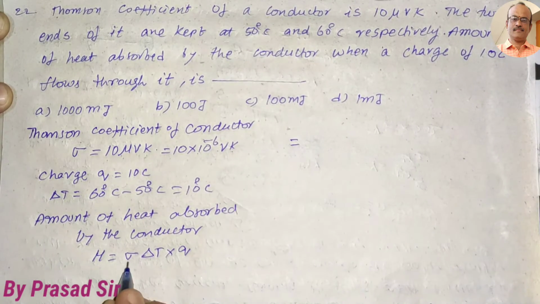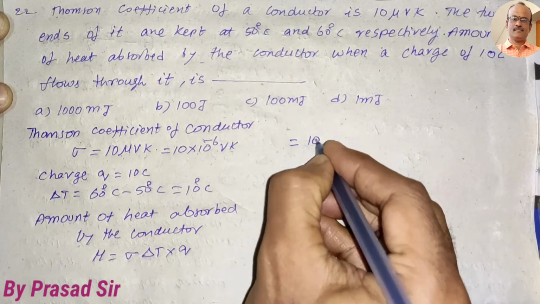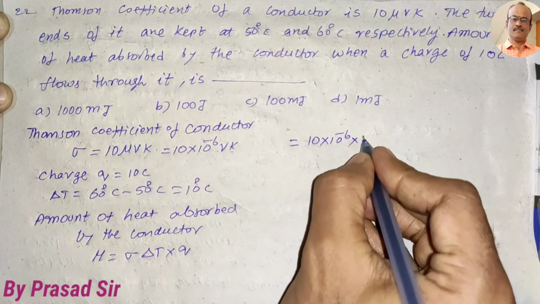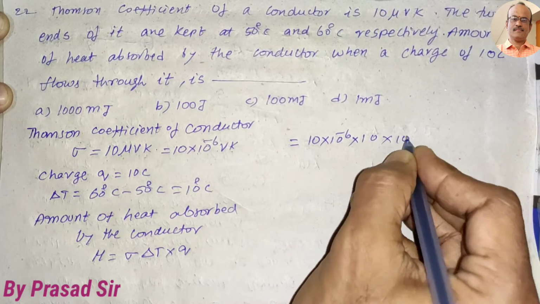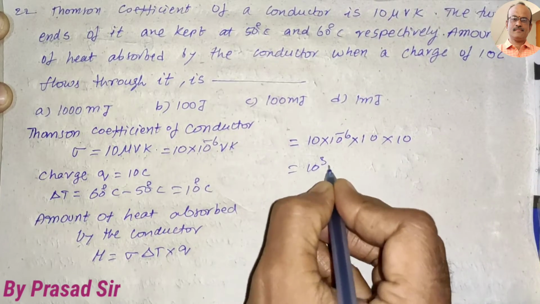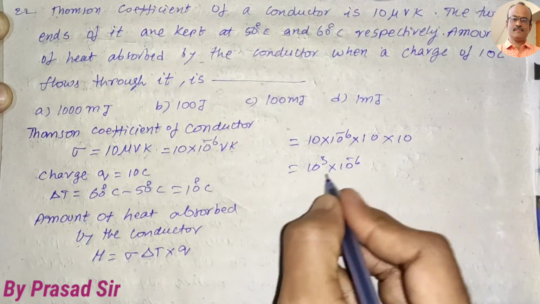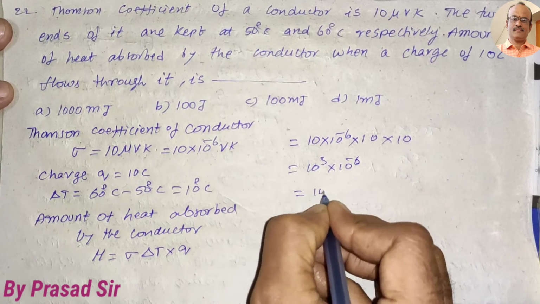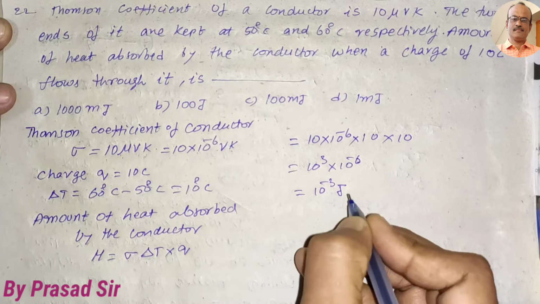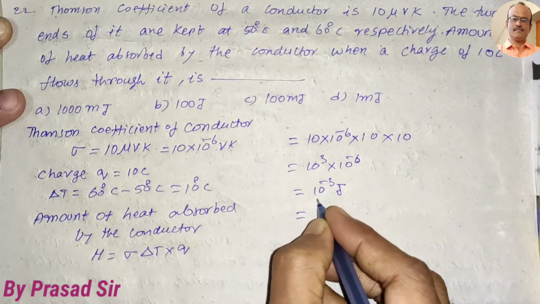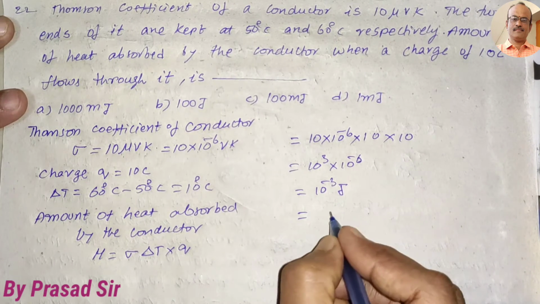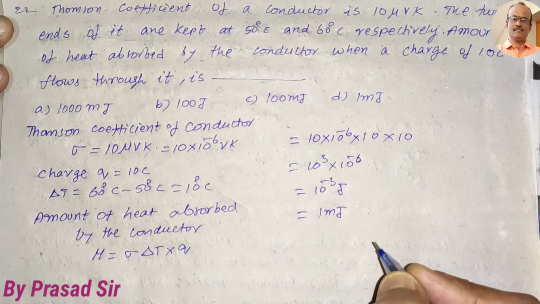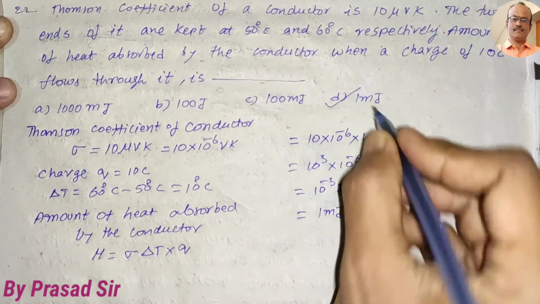Now sigma means how much here? 10 into 10 to the power of minus 6 into rise in temperature that is 10 and charge is 10. 10 to the power of 3 into 10 to the power of minus 6. So how much is the answer here? 10 to the power of minus 3 joules. So 10 to the power of minus 3 is nothing but milli. That means 1 millijoule. So which is the option here? D.